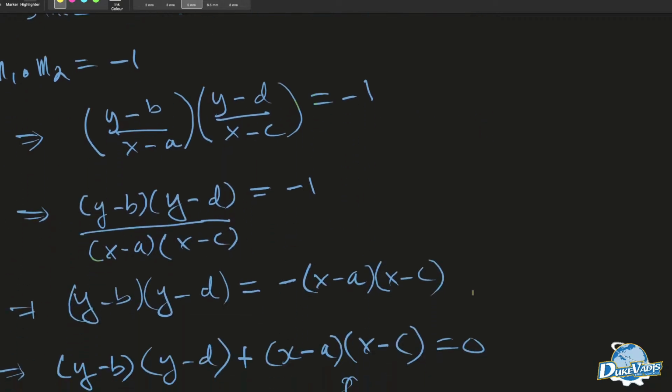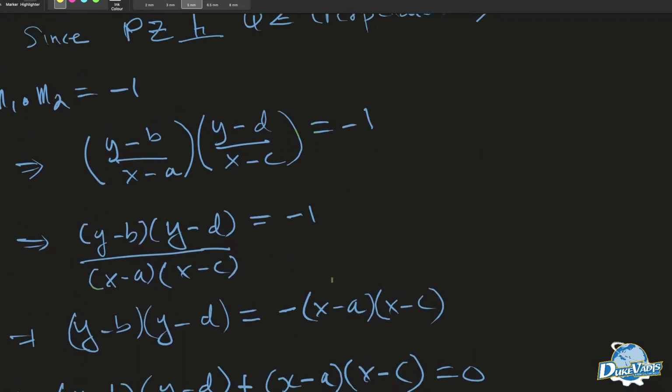Good. Then we do simplification. All this expression here, we multiply by this -1, then we have this expression. So we shift this one to the left, and we're going to get (y minus b)(y minus d) plus (x minus a)(x minus c) equals 0.